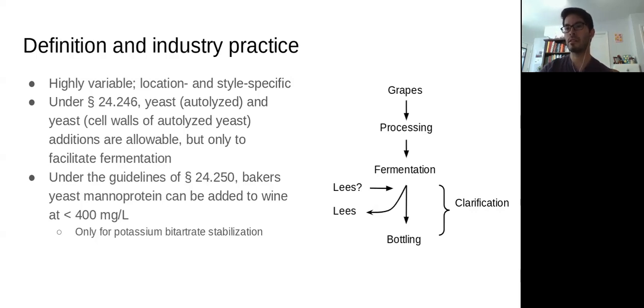There are other winemaking countries that currently allow lees additions to wine. So it's probably bound to happen sometime in the near future for the US. But for now, we're pretty much only focused on this arrow corresponding to the timing of lees removal.